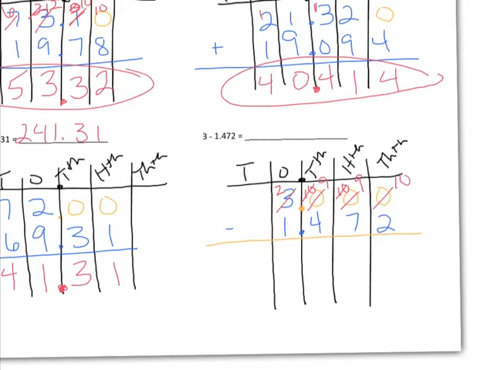10 minus 2 is 8. 9 minus 7 is 2. 9 minus 4 is 5. 2 minus 1 is 1. Drop my decimal down. My answer is 1 and 528 thousandths.